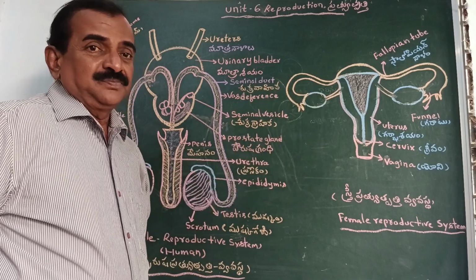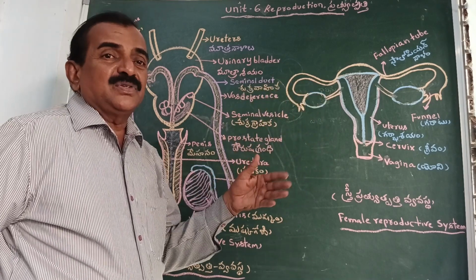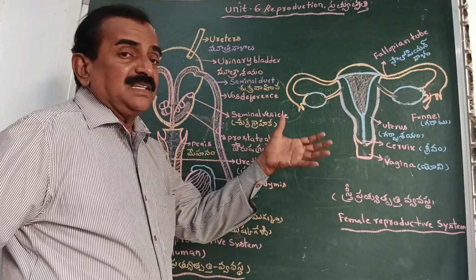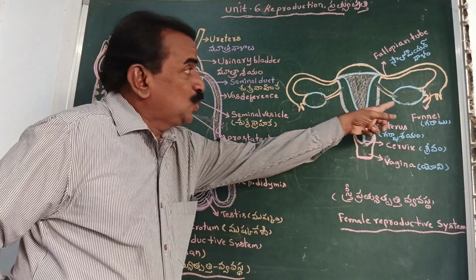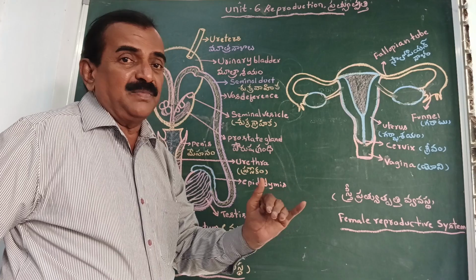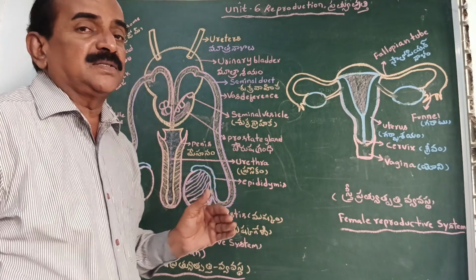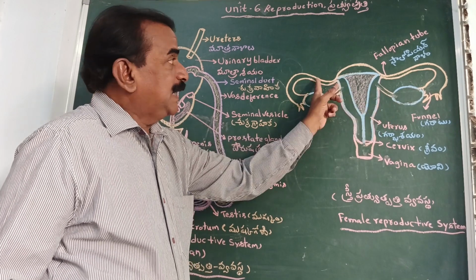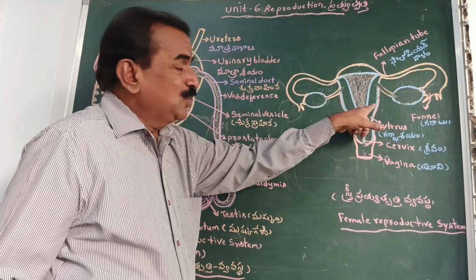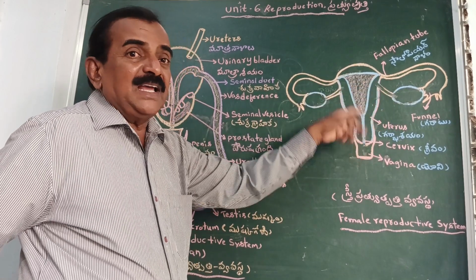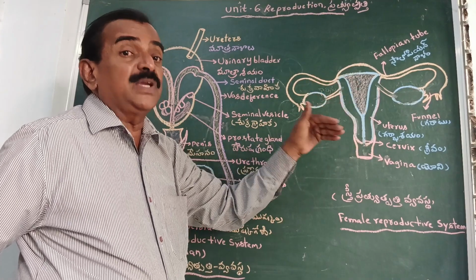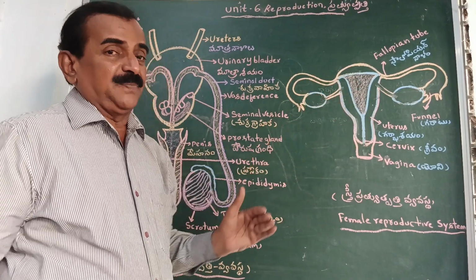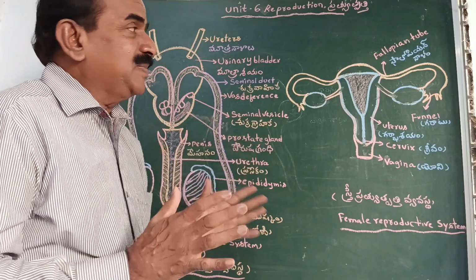The female reproductive system. Here the female reproductive system is different. In females, two ovaries are present. First I am explaining what the main parts of the female reproductive system are: a pair of ovaries, a pair of fallopian tubes, uterus, vagina, and functional mammary glands are also included with the female reproductive system. So these are the parts of the female reproductive system.